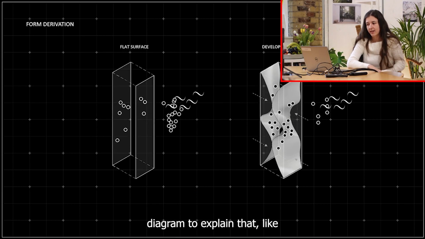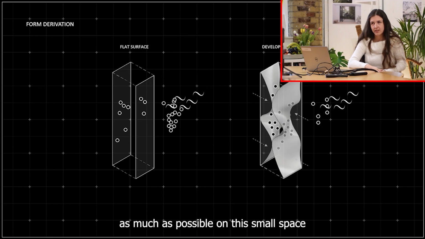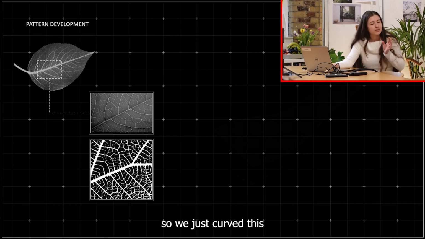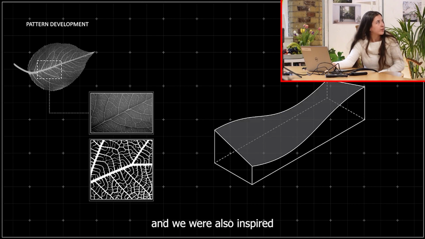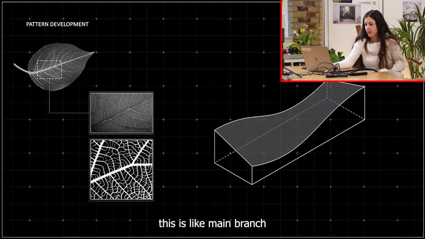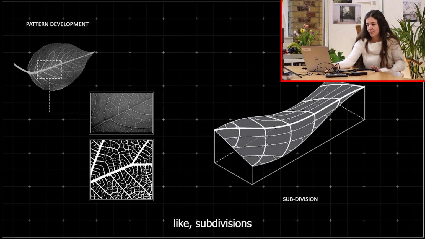Then this is just the diagram to explain that we needed to increase the surface area as much as possible on the small space that we had. So we just curved it a bit, and we were also inspired by a leaf structure, as it is a main branch, and then it branches to sub branches and even subdivisions.